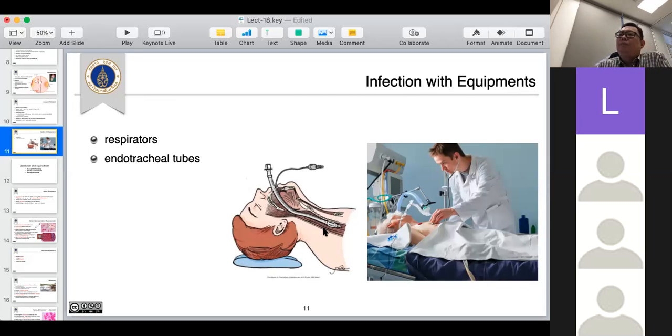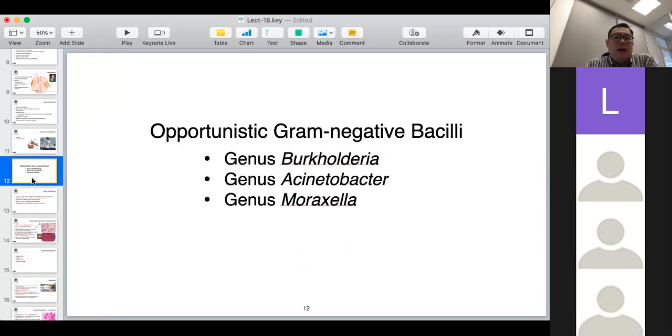Apart from OI, pseudomonads will be nosocomial infection. Normally, you do not get infected at home. You probably get infected when you stay a long time in hospital. Okay. Apart from pseudomonads, we probably have Burkholderia, okay, Acinetobacter and Moraxella.